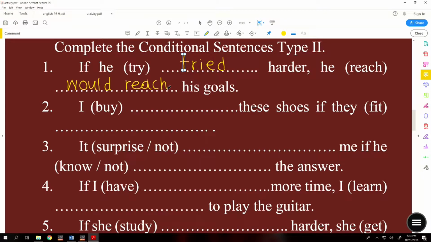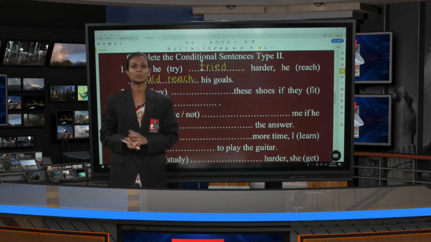If he tried harder, he would reach his goals. He would reach his goals.